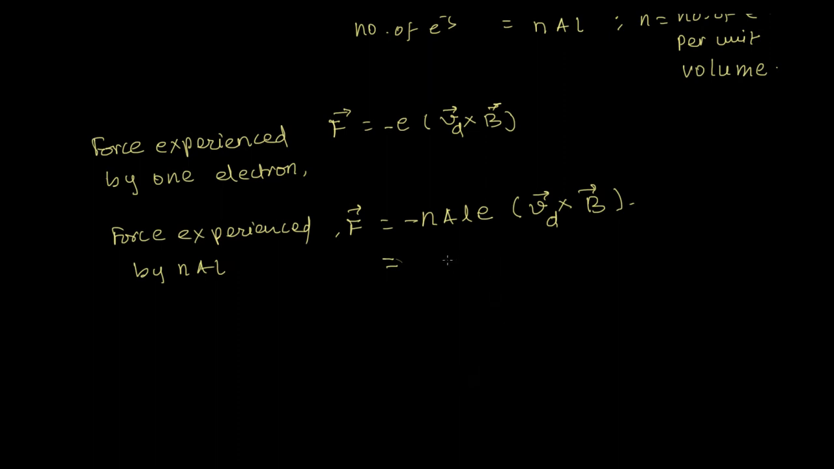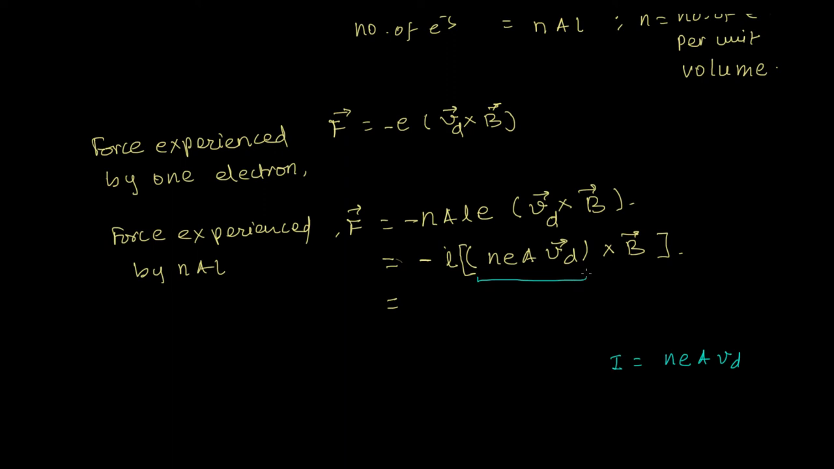Now what? The relation is I is equal to NEAVd. So I try to push NEAVd in. It becomes L NEAVd cross B. It will become I, right? Now this has tendency to become I, but then there is a catch. The trouble is that I is not a vector quantity. I is a scalar. We know that magnitude I is equal to NEAVd.